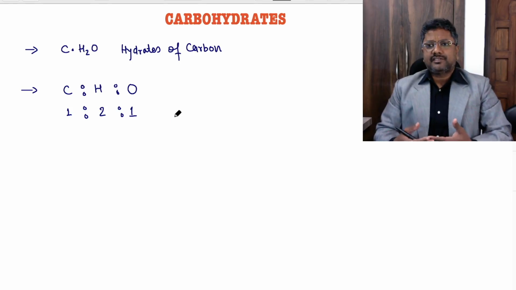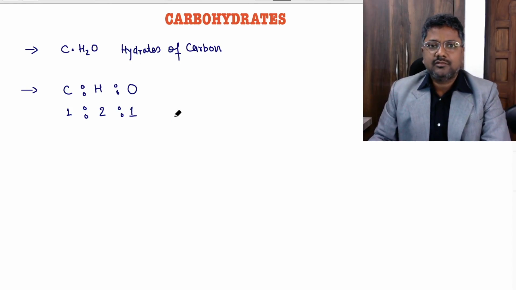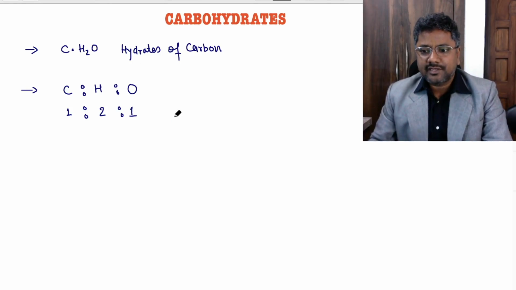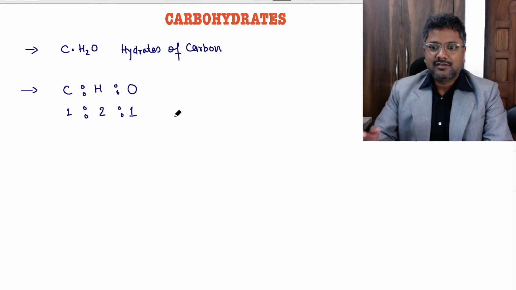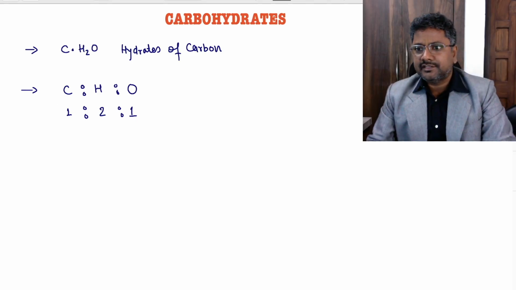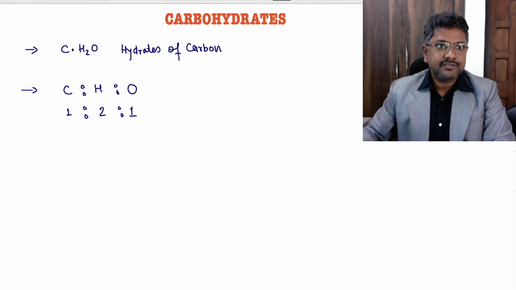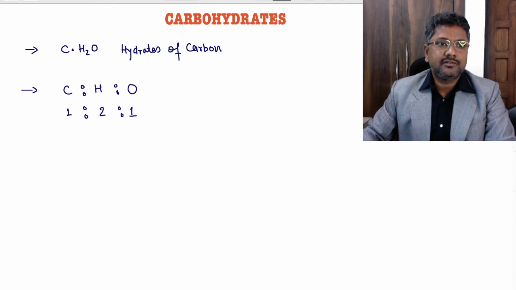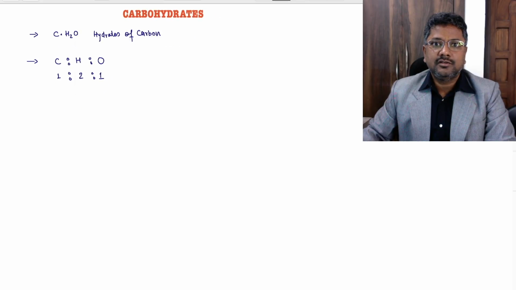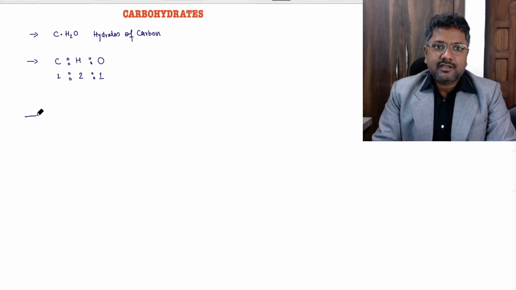After this, scientists found that some of the carbohydrate molecules have nitrogen as an element. So this definition is not sufficient. So finally, how are these carbohydrates defined nowadays?